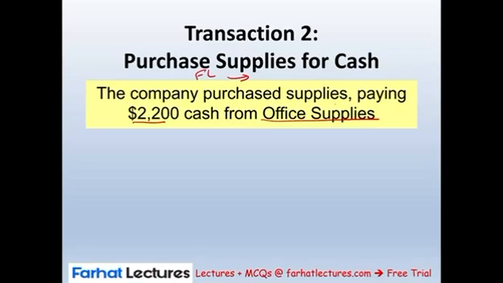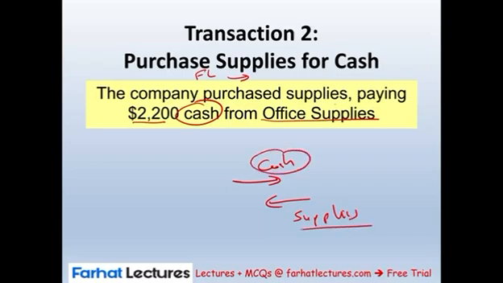Which accounts are involved? Well, I see the word cash. Cash is involved. What did I buy? I gave out cash, right? What did I get in return? I got supplies. So the other account involved is supplies. Classify cash: cash is an asset. Classify supplies: supplies is an asset. So I exchanged one asset called cash for another asset called supplies.